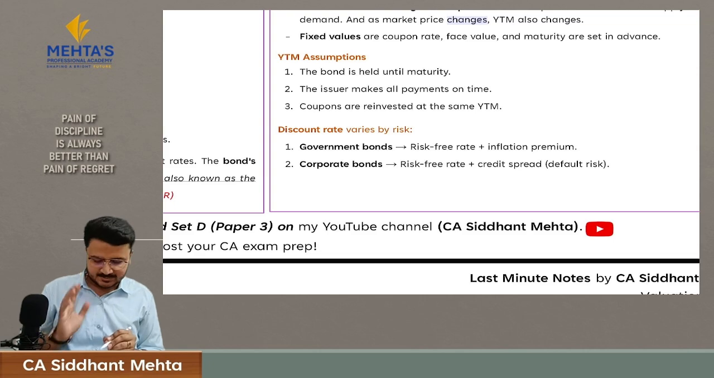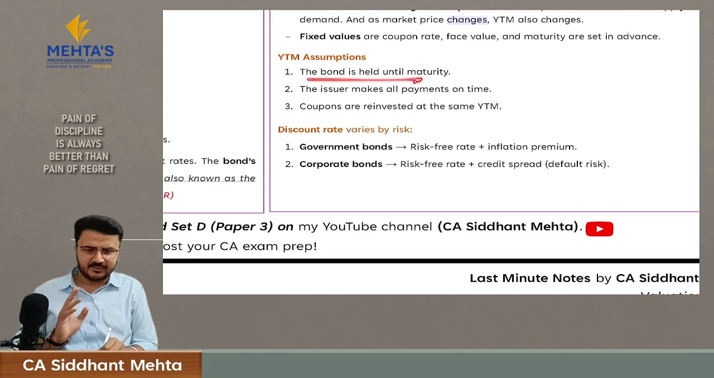So YTM assumes that the bond is held until maturity. This is a simple thing. The issuer also makes all the payments on time.